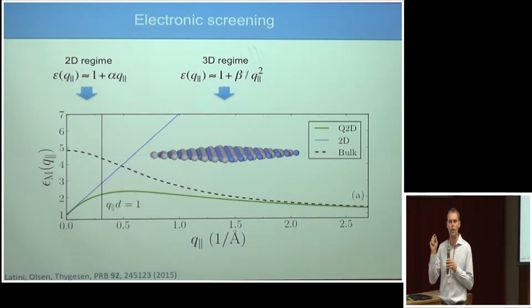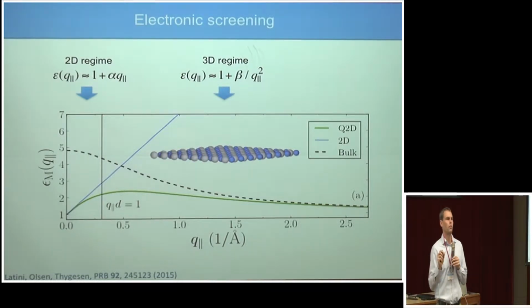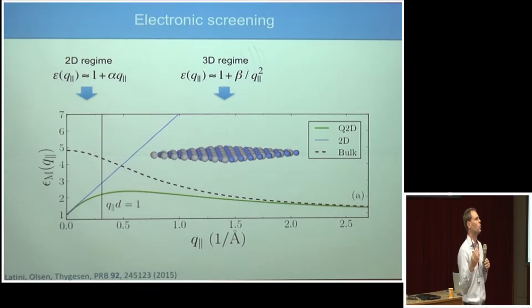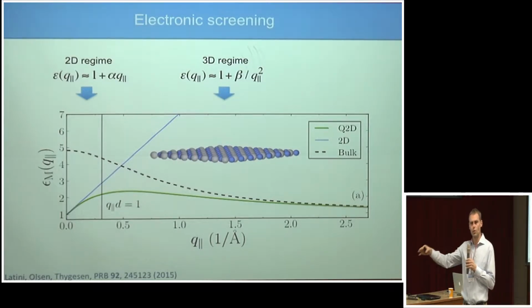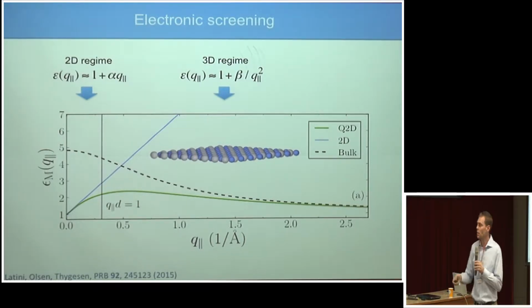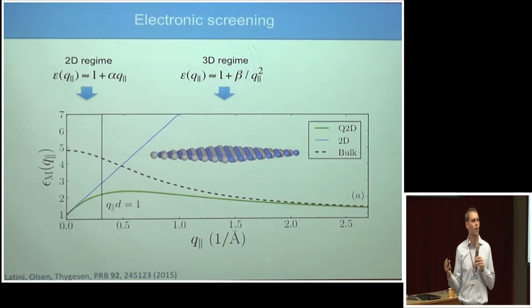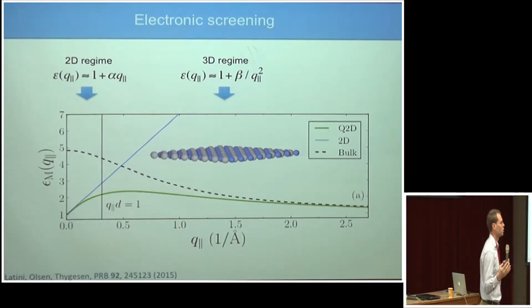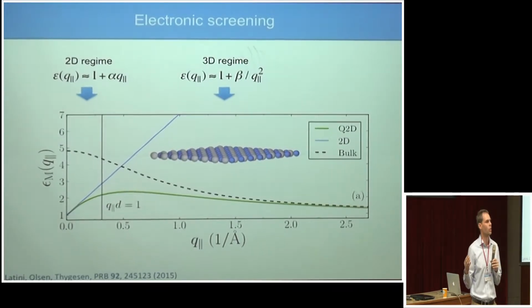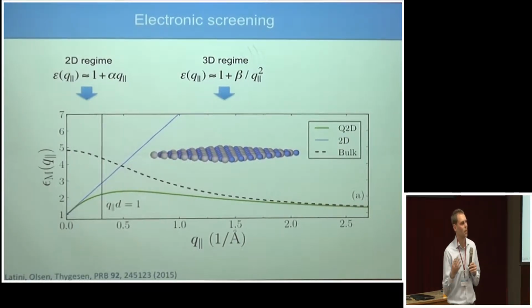Okay, this means that for small wavelengths compared to the thickness of the material, screening is bulk-like. Whereas if we go to the opposite limit, in the long wavelength limit, where the wavelength of the field is larger than the thickness, then there is a very strong deviation between the dielectric properties of the monolayer and the bulk. So this means that when we talk about screening in two-dimensional materials, or in one-dimensional, or in reduced dimensional materials, then screening is wave vector dependent.